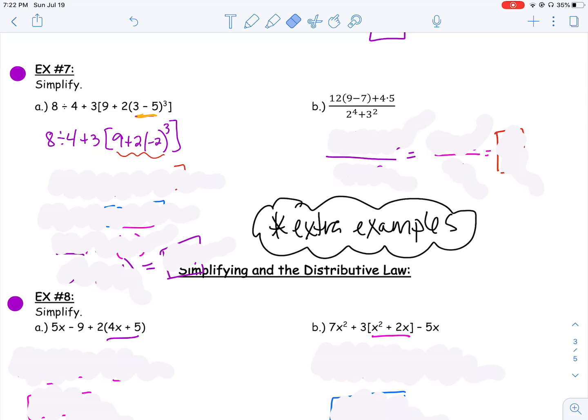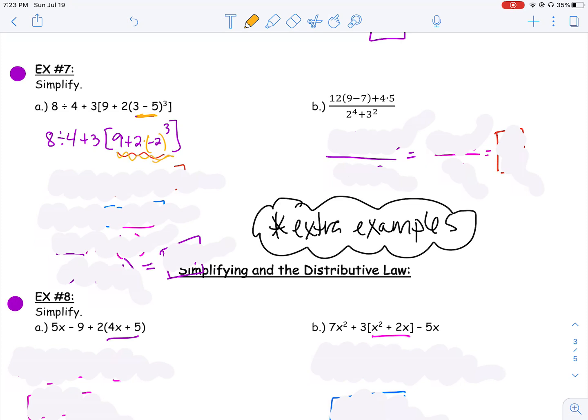I have 8 divided by 4 plus 3. I have my brackets. I have 9 plus 2, and inside my parentheses turned into a -2. I have cubed, and then I have my bigger parentheses. Now, I still see 2 sets of parentheses, but remember this first set of parentheses has already been simplified for us. There's just one number inside there. So really, this set of parentheses is just representing now that I have a multiplication problem and a -2 inside.